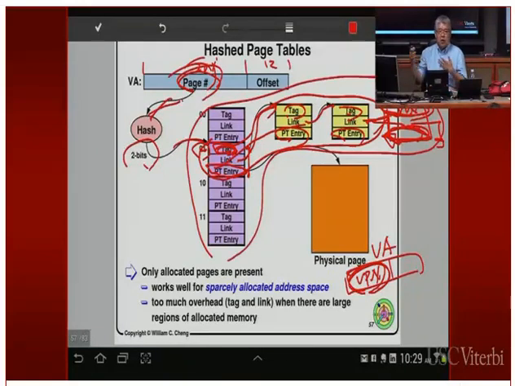Even though this one looks very, very different from the very simple page table, conceptually they are equivalent. Instead of having a 1 million entry page table, now you have a hash table implementation of this 1 million entry. The difference over here is that you're only going to have a data structure if an entry is being used. If the entry is not being used, then it is not going to appear in this data structure. So again over here, the reason for doing this is to save memory.